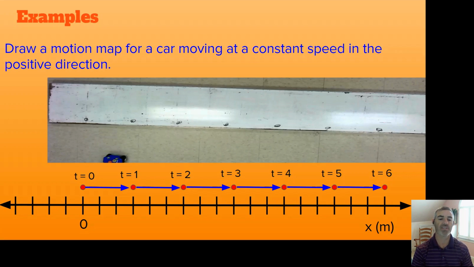And you can see that the spacing between each of those dots is the same. They're reaching each third line away from 0, showing that it's moving the same distance in that same time.